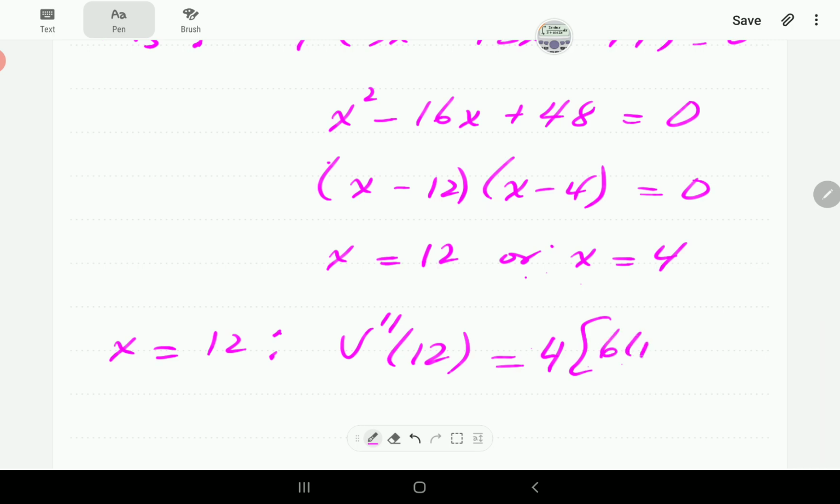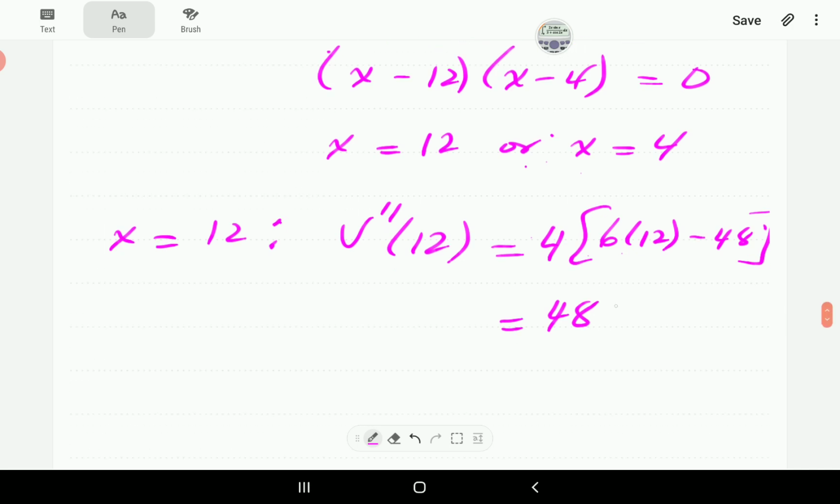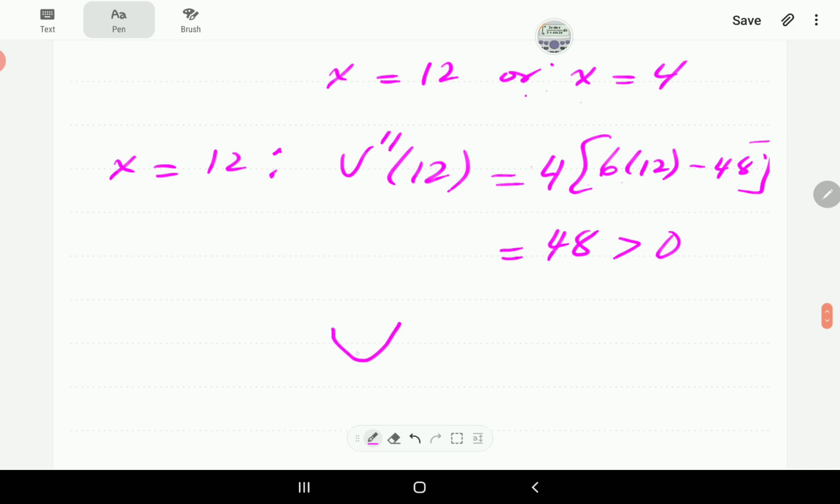So it's going to be 6 times 12 minus 48. If you work this out, it gives us 48. Now if the second order derivative is giving us 48, this is telling us concave up, because it's greater than 0. So that means at x equals 12, the graph is going to be something like this, and this implies a relative minimum. So that's not what we're looking for.